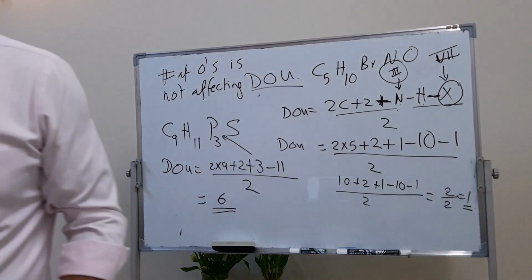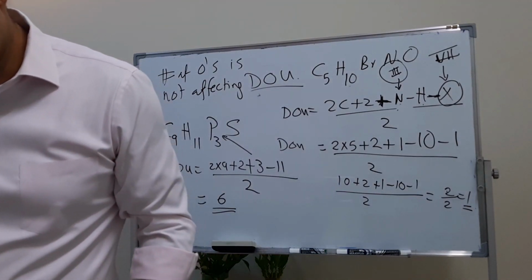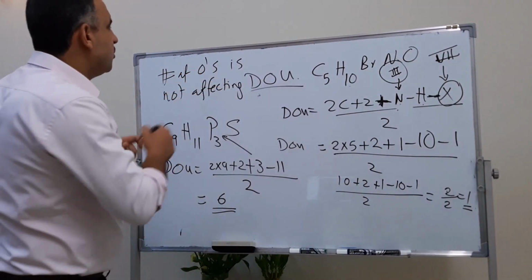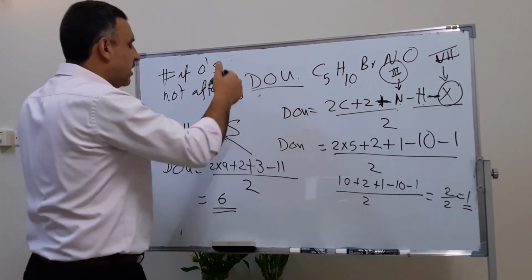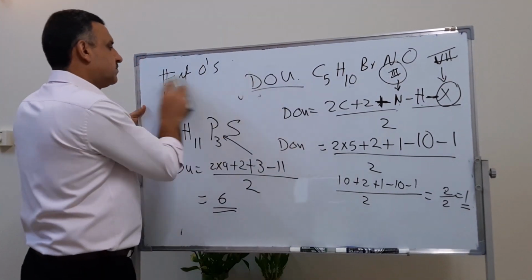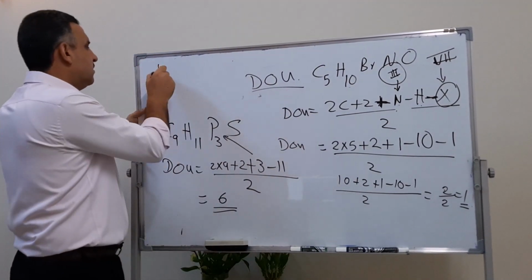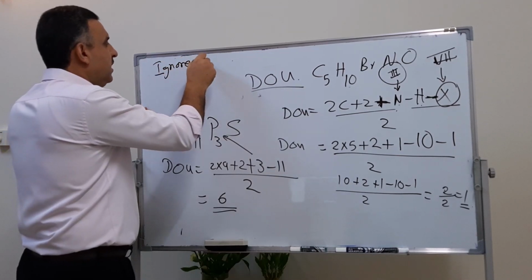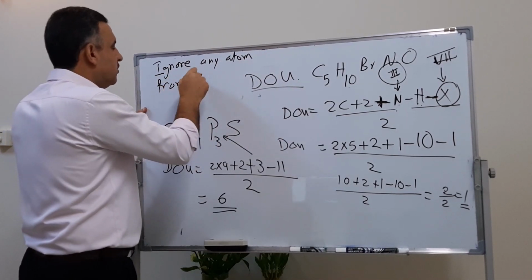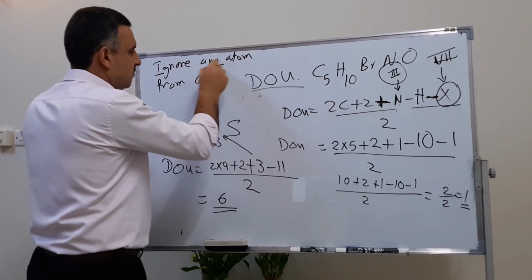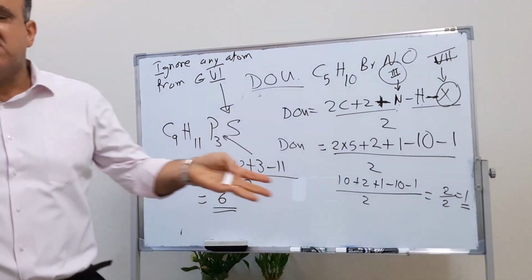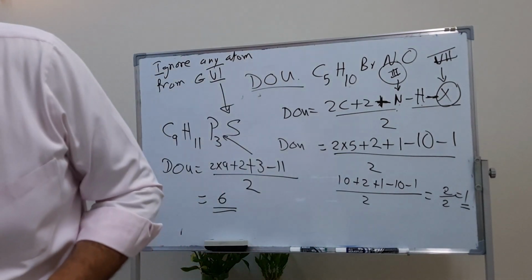Yes, please. What about sulfur? Yeah, this is what I'm saying. Number of oxygens, or ignore, let me just say it like this: ignore any atom from group number 6. So sulfur is group number 6, so we don't count it, as if it is not there. Like oxygen. Do you follow me?